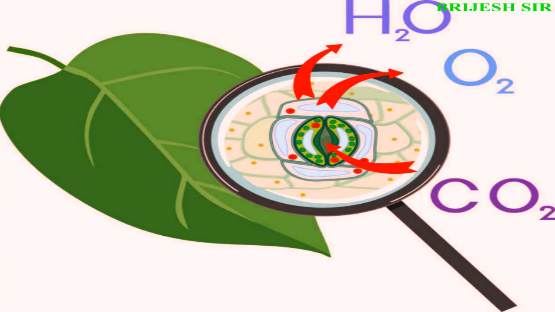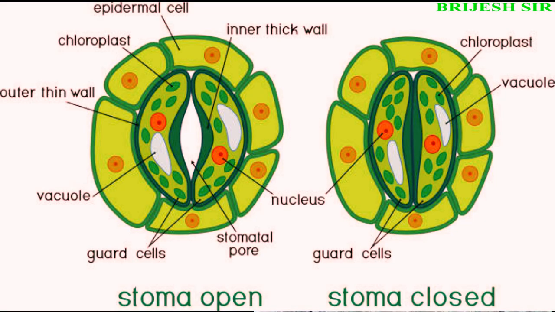Third, stomatal transpiration: water vapors lost through tiny pores called stomata found mostly on leaves. This is the main way water leaves the plant and happens whenever stomata open for gas exchange.